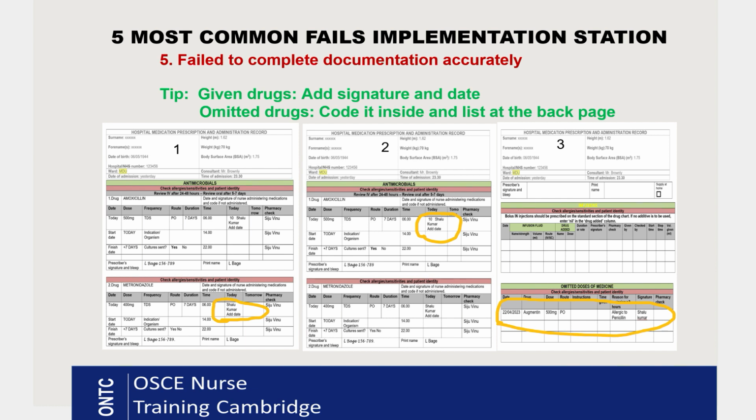So the first one is for given drugs. As I've signed for this drug, I put the signature and the date, because the time is already there. So the time slot is already there. So under today, I put the signature and date. So that's how you sign for given drugs, and that's how you sign for omitted drugs. And they both need to be complete. Obviously, omitted only if you're going to omit a drug. Otherwise, it's the given drugs. Okay, and that's also really, really important. And that has been the common fail in this station.